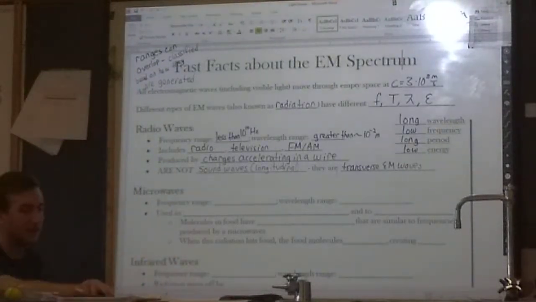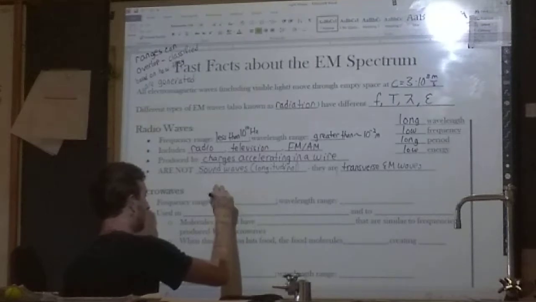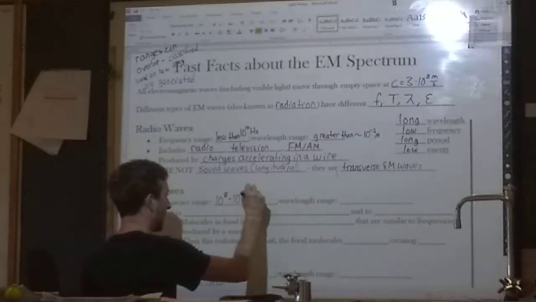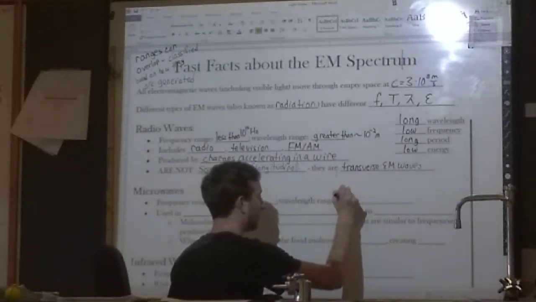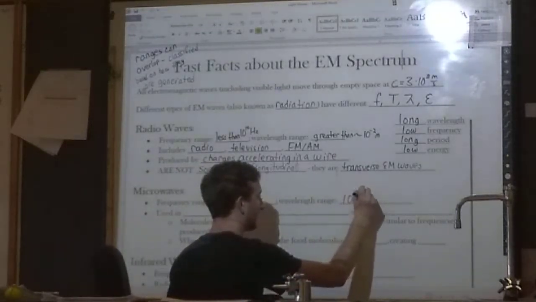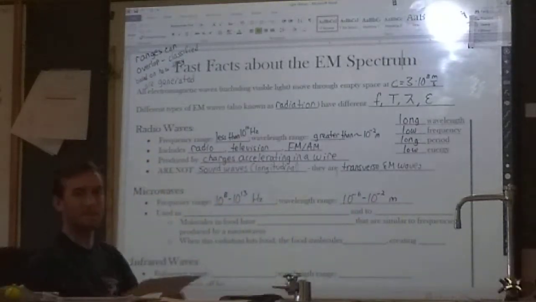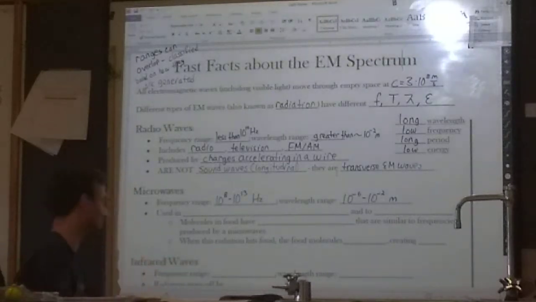Microwaves, okay? Next up, please be looking at those pictures. The range for microwaves for frequency is anywhere from 10 to the 8th up to 10 to the 13th hertz. Again, hertz being the units of frequency. And a wavelength range of 10 to the -6th up to 10 to the -2nd meters. 10 to the -6 is like a millionth of a meter. So this is pretty small, and it's still like the second longest wavelength.